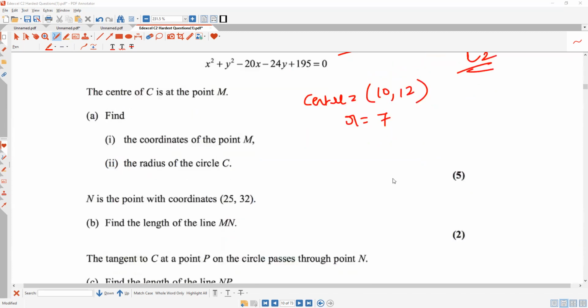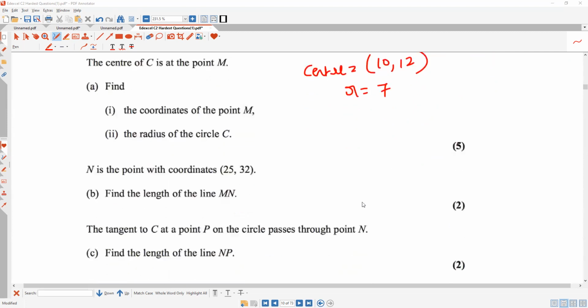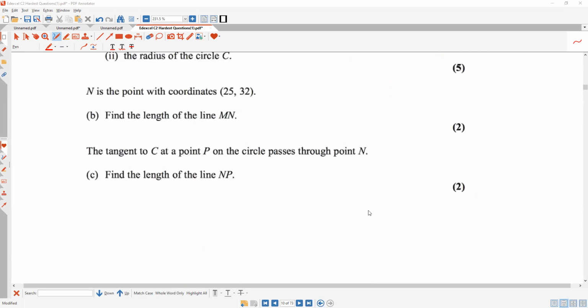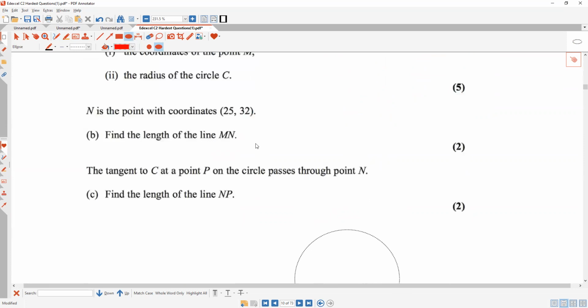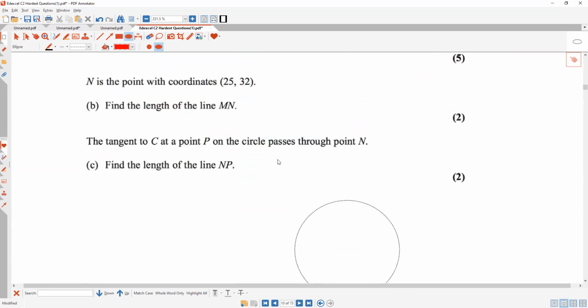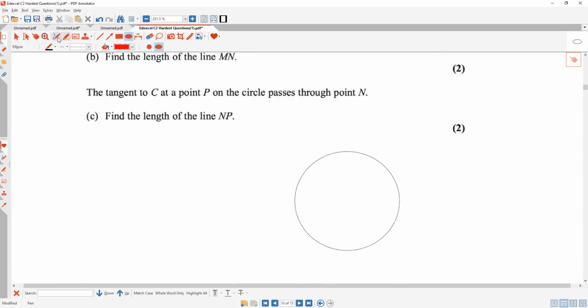Now, the tangent to C at point P on the circle passes through N. Calculate the length of line NP. Actually, you know what, guys? Let me draw the diagram for this. That would be much better. For example, I have a circle. It has a center of 10, 12. Okay, this is your center.